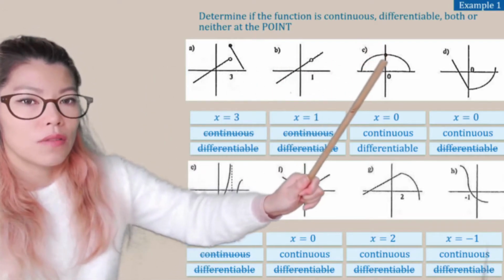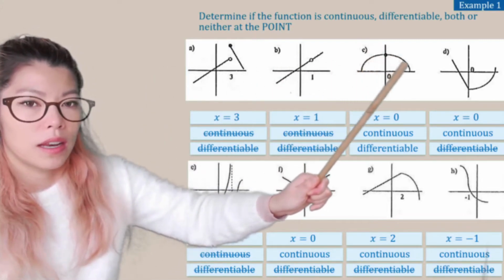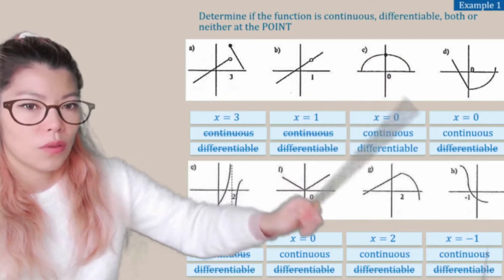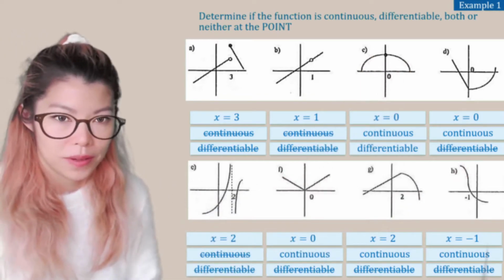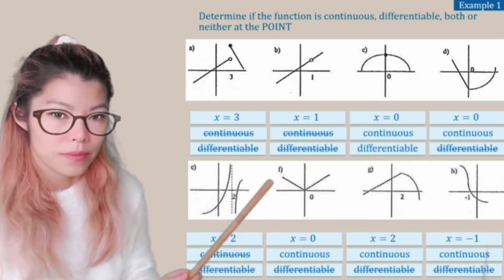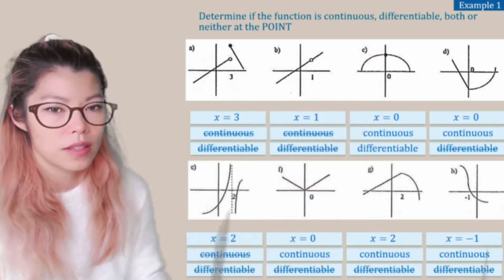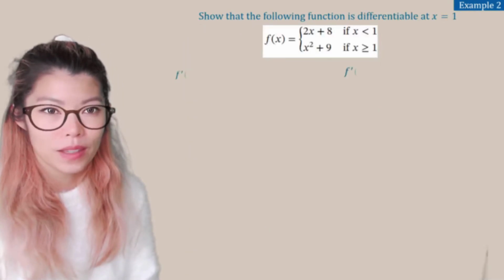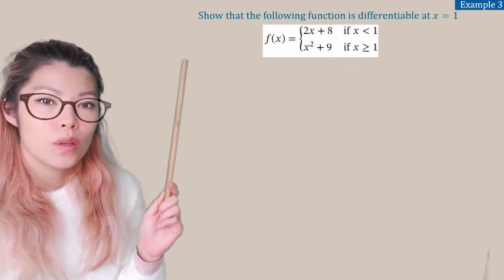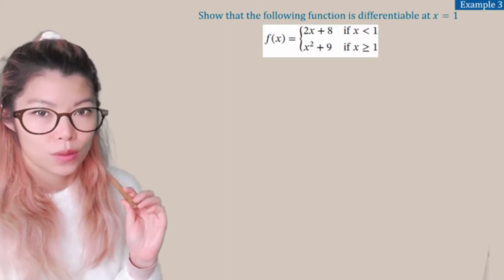But I'm going to only give you examples where it's smooth and does have a derivative. I won't give you an undefined derivative. So to recap, check that it's not sharp, check that it's smooth and continuous, then you say differentiable. Example 2, show that the following function is differentiable at x equals 1.